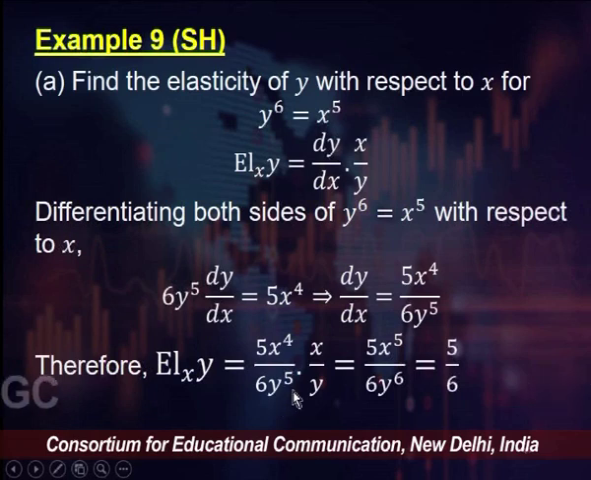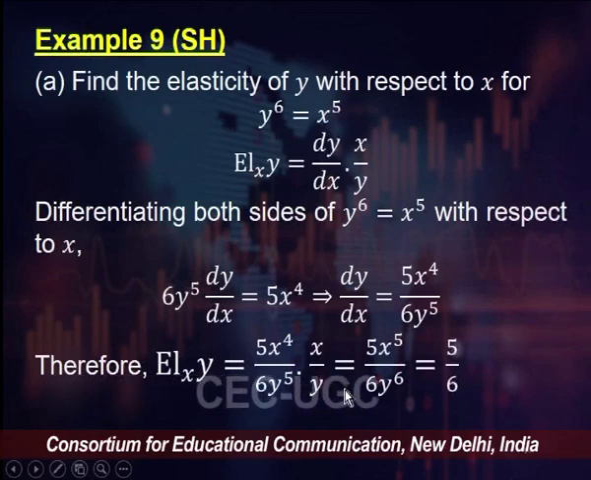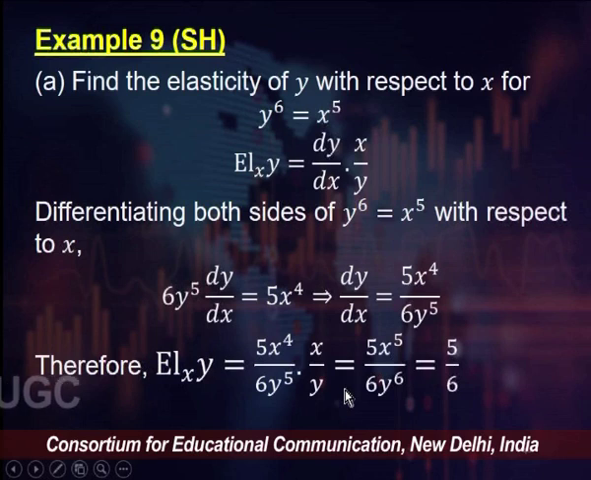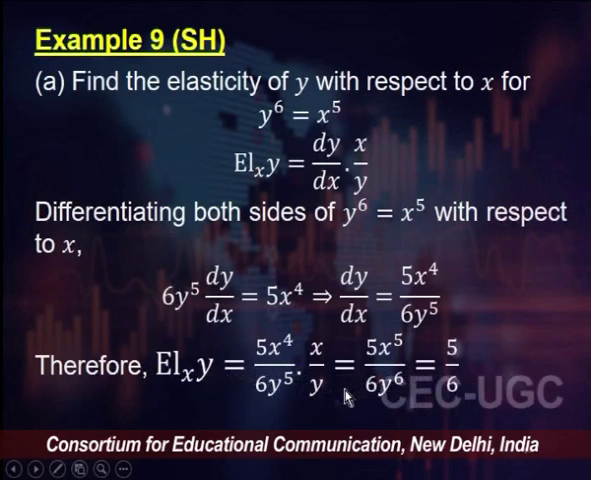by 6y to the power 5 times x by y, and when I add the powers of x, I get 5x to the power 5 divided by 6 times y to the power 6, which is nothing but 5 by 6, because x to the power 5 divided by y to the power 6, from the equation on top, is nothing but 1.